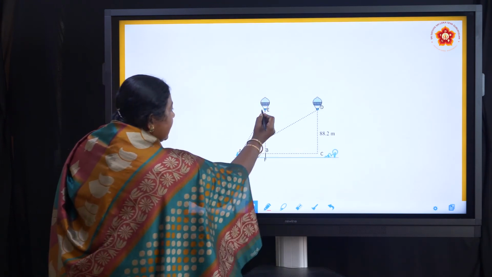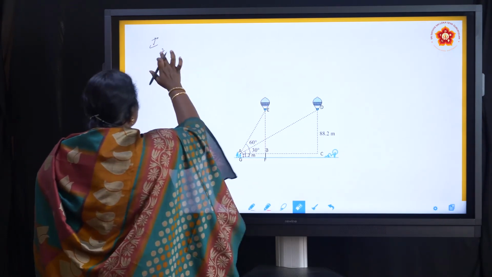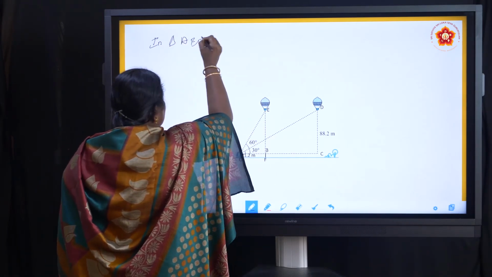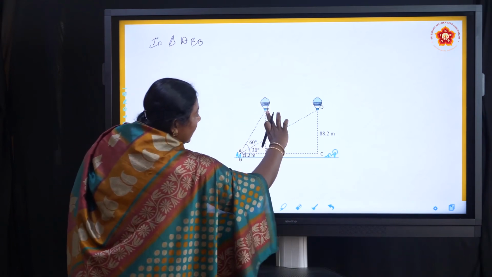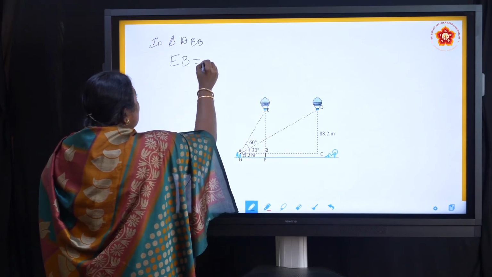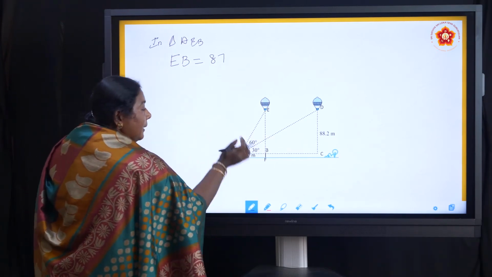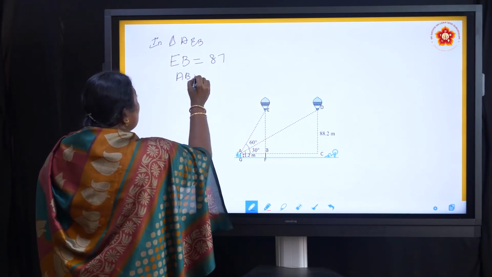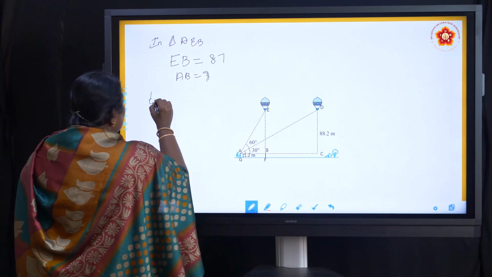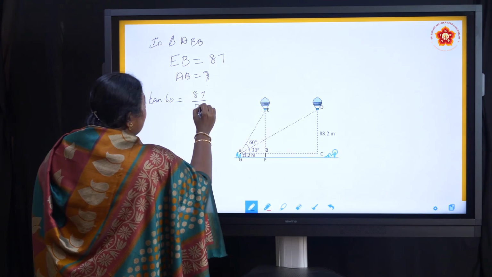So now let us take the triangle AEB. In triangle AEB, we have EB is equal to 87. And then the angle, total angle is 60. I want AB. Correct? AB is equal to what? Who is the one relating EB and AB? Tan. So tan 60 is equal to 87 by AB.